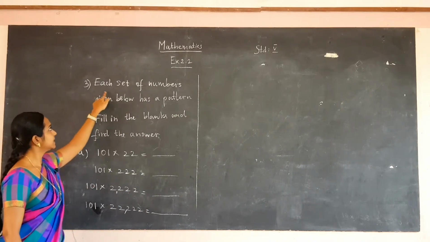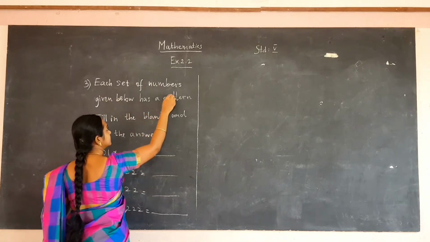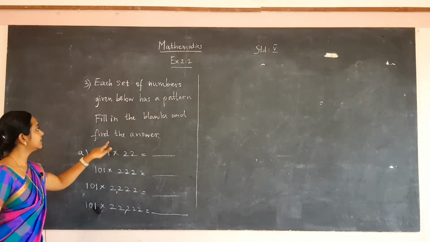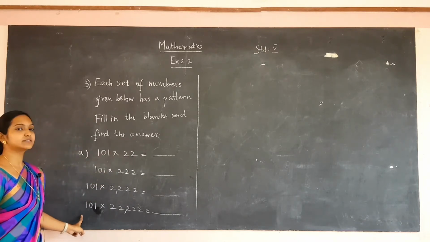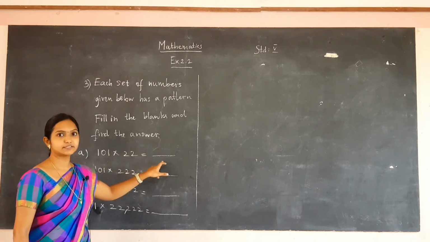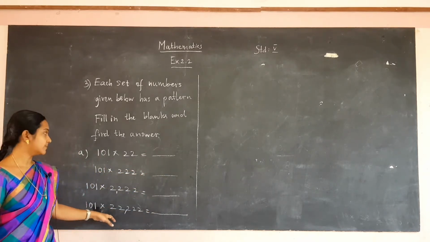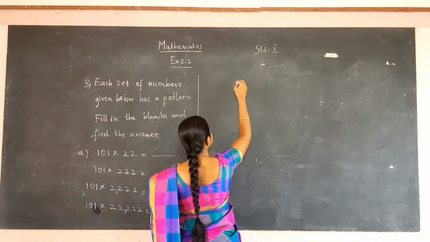Now we are going to solve the third problem. Third problem is each set of numbers given below has a pattern. Fill in the blanks and find the answer. Now we are going to multiply the numbers, but it is in a certain pattern. So we are going to find the pattern first and fill the remaining blanks. Now we are going to multiply 101 and 22.